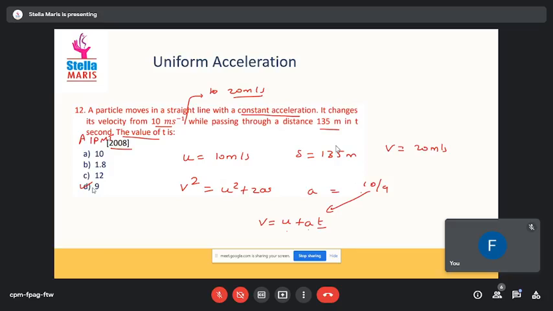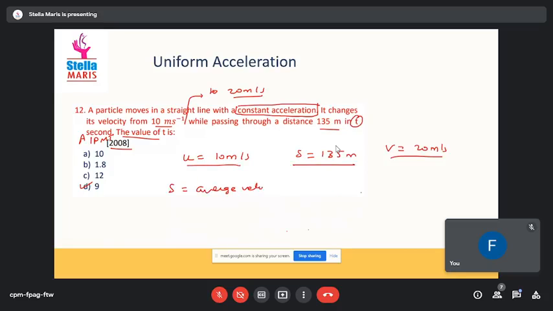This is the normal way of doing it, but there is an easier way too. A particle moves in a straight line with constant acceleration. Underline this. It changes from 10 to 20 meter per second, so you know the initial velocity, the final velocity, and the distance. You have to find only the time. Even in JEE and NEET you have only 1 minute to solve a question. So what is the distance formula in constant acceleration? Average velocity into time, that is distance equals (v plus u) by 2 into t.